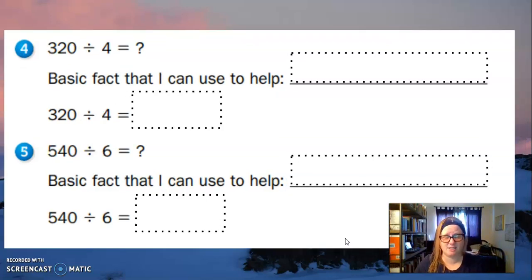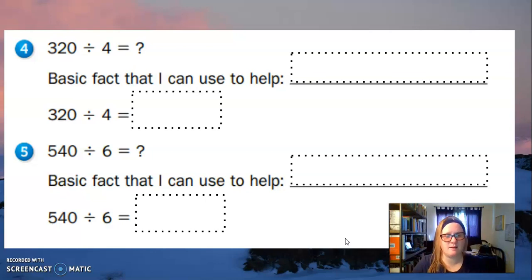Now we're going to get into division. I know that this can seem really daunting, but you can use the facts that you already know. I think that some of these might have been on the very first math warm-up slide. The basic fact that I can use to help to solve 320 divided by 4 is 32 divided by 4. So create those 4 groups, count out 32, and then times that by 10, and you will have your answer, okay? And it will be correct every time.